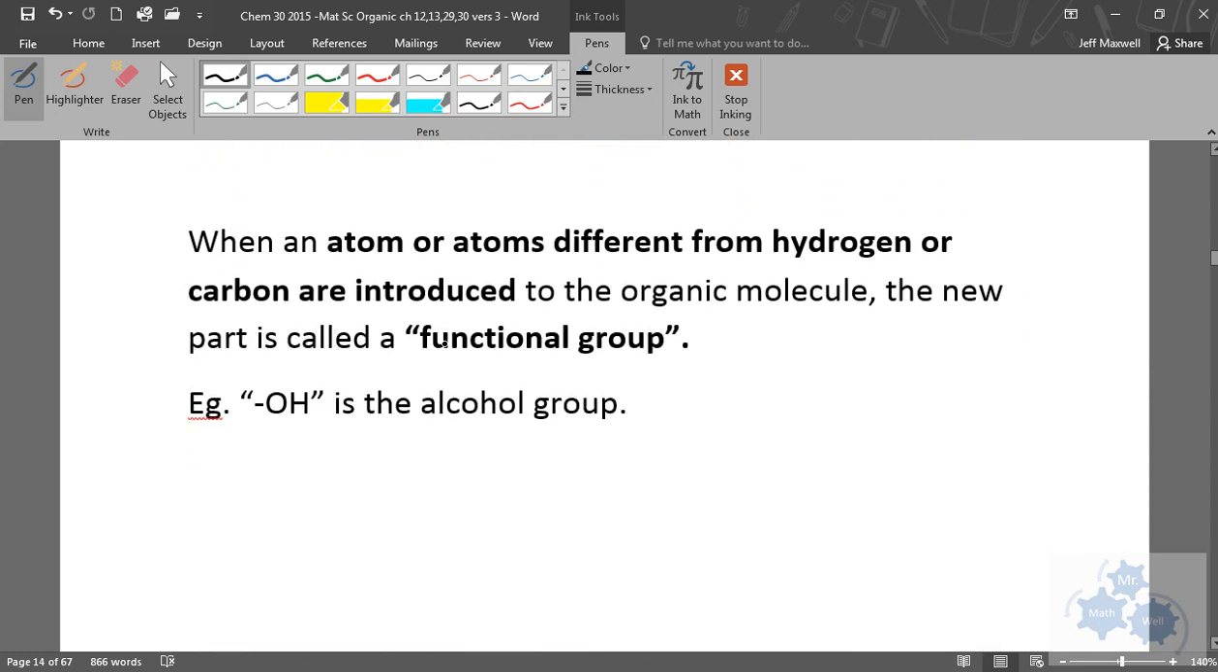When an atom or atoms different from hydrogen or carbon are introduced to the organic molecule, the new part is called a functional group. So hydrocarbons, we've just been dealing with hydrocarbons mainly up to this point, but if you have another group of atoms, that becomes a functional group, very important. One of the functional groups that we will be studying is called the alcohol group. Yes, that's correct, alcohol group. So alcohol has this group of atoms attached to a carbon chain. So that's the alcohol group.